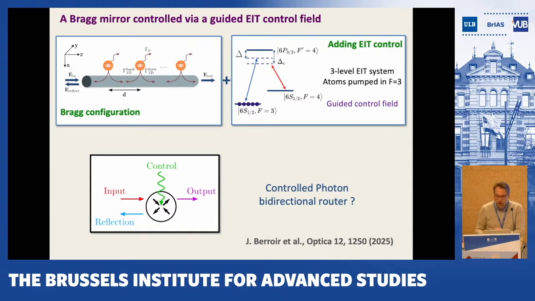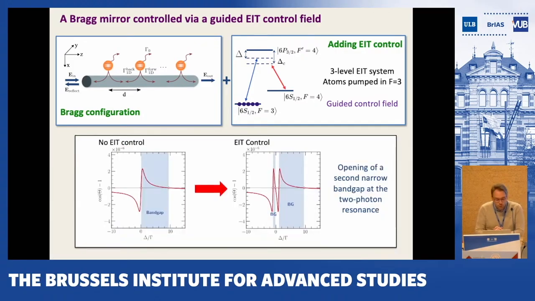So actually, if you do some transfer matrix formalism calculation, so very classical here, you can find what is the spectrum in reflection of your system. So the previous experiment with no EIT control, my atoms are separated by lambda over 2. I get one band gap, which is a way to calculate here. You get one band gap. And then now if you add the EIT control, you get a second band gap close to the 2-photon resonance.